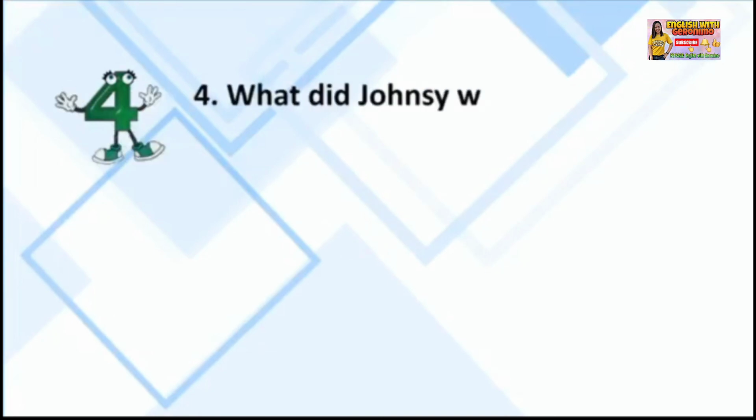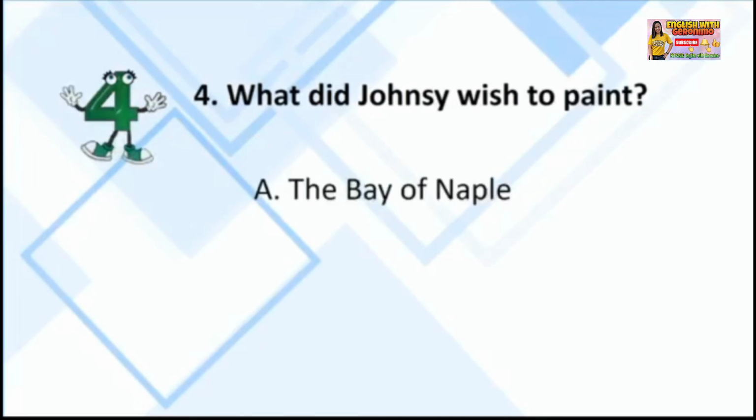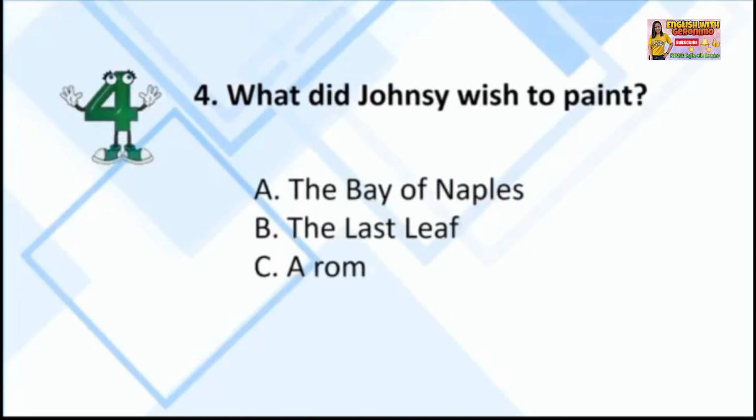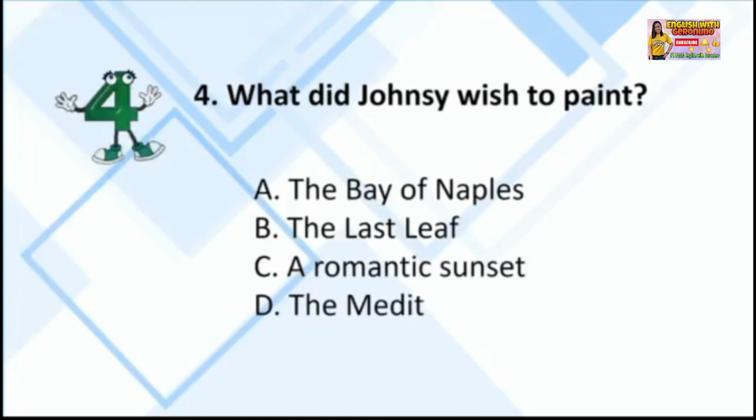Number 4. What did Chauncey wish to paint? Letter A. The Bay of Naples. Letter B. The Last Leaf. Letter C. A romantic sunset. And letter D. The Mediterranean. The correct answer is letter A. The Bay of Naples.